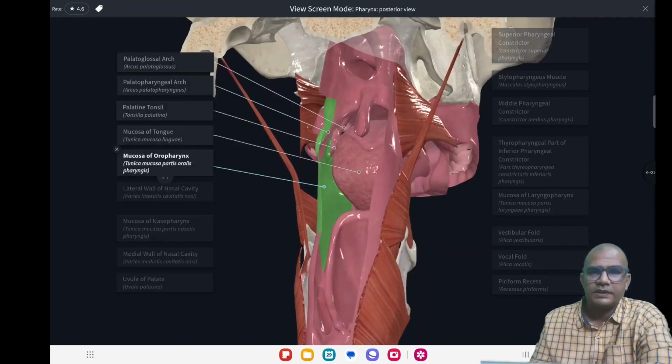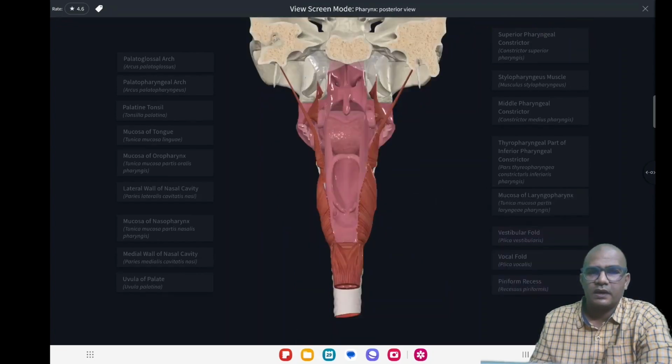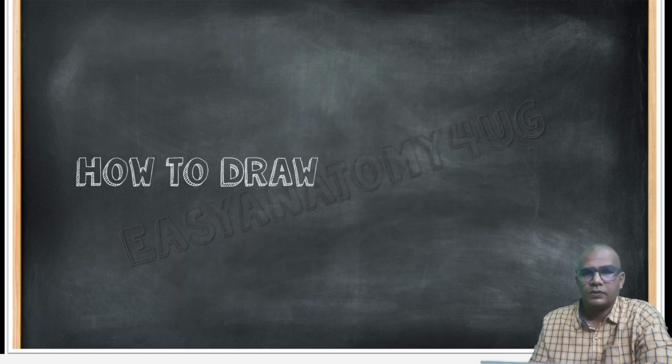Then we can see the oropharynx, mucosa of the oropharynx, then tongue, then tonsil placed in between the palatoglossal and palatopharyngeal folds. Then we can see the opening of the larynx, laryngeal inlet, and the pyriform fossa. So the pyriform fossa, it is a highlighted structure. So what we have seen or studied in the video, that is same thing we have to draw here. So we will draw a very basic schematic diagram. Let us learn how to draw this diagram.